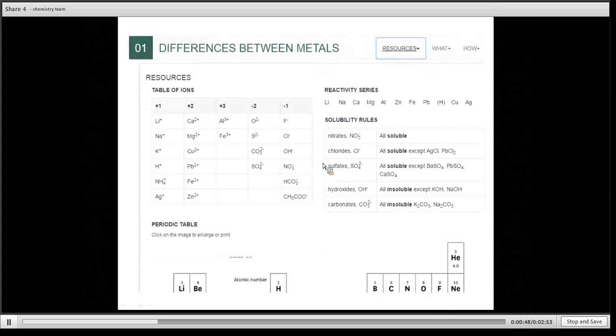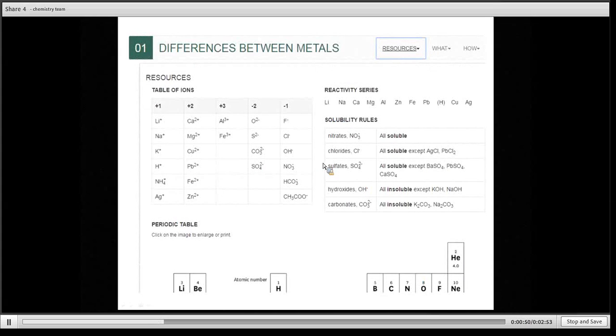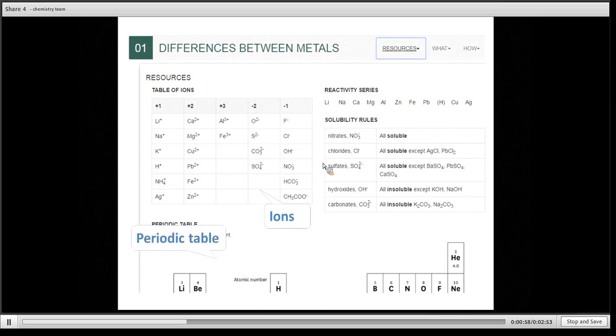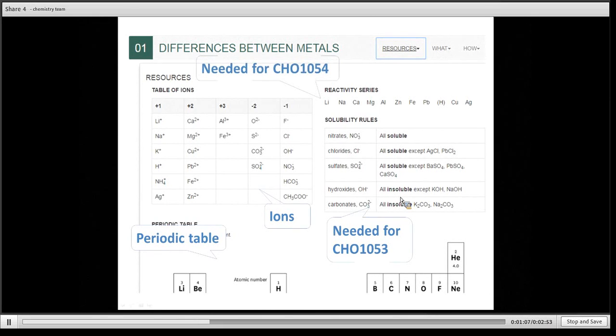The resources tab in every lesson is important for you to refer to because you get given the ions to help you write formulae, you get given the periodic table. The solubility rules are particularly important for the precipitation reactions, and then also you will use the reactivity series a lot in this particular module.